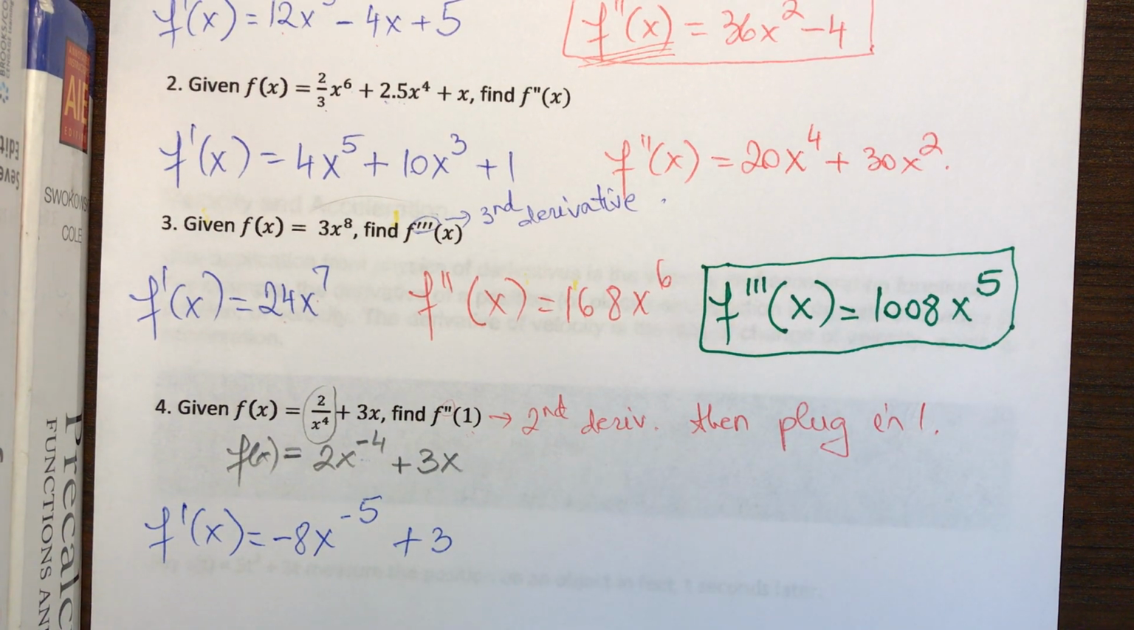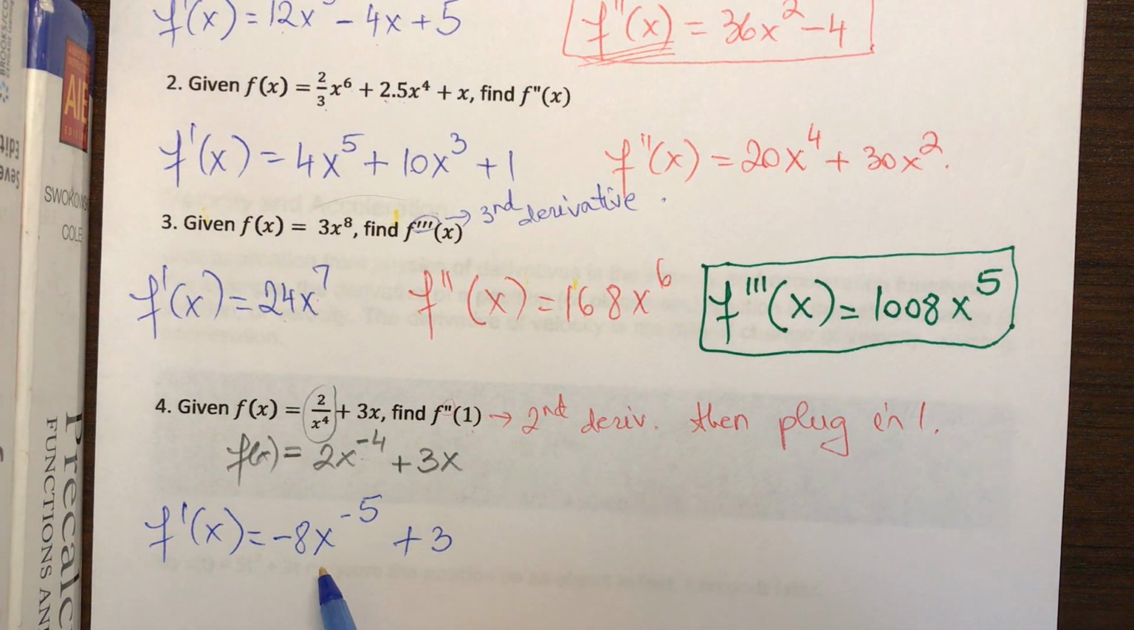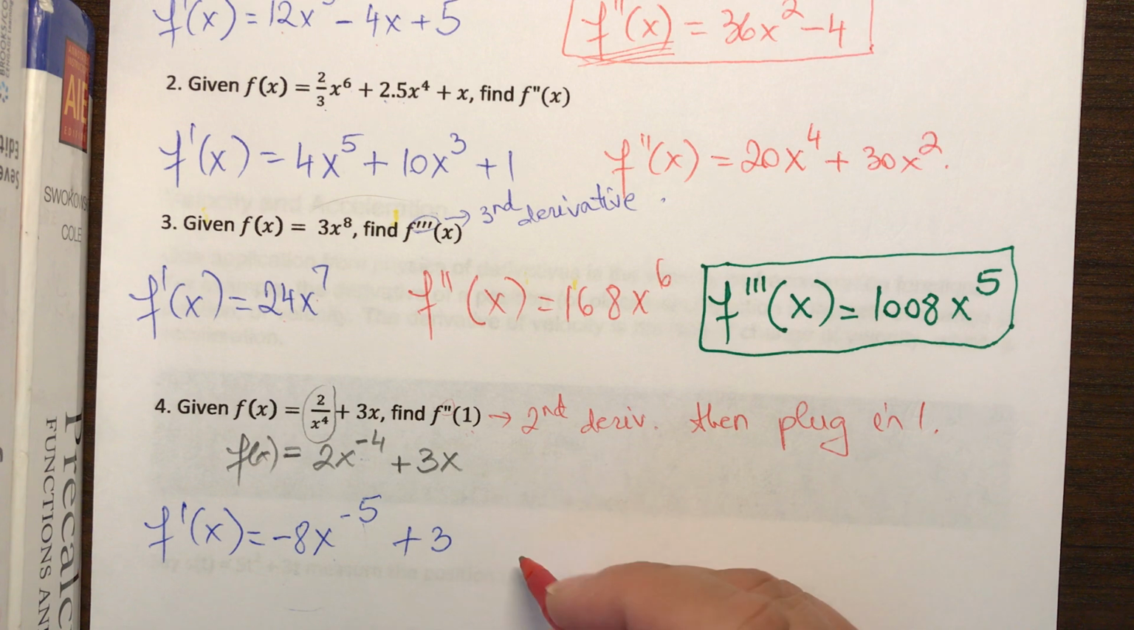Now, I have a question for you. Should we fix this negative exponent and make it positive? The answer is no. Why? Because you have to continue, right? You have to take the derivative of this function again. So if you fix the x's, you'll have to unfix them right back so you can keep on going and taking that second derivative, or the derivative of this function.